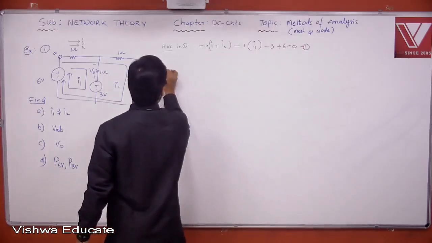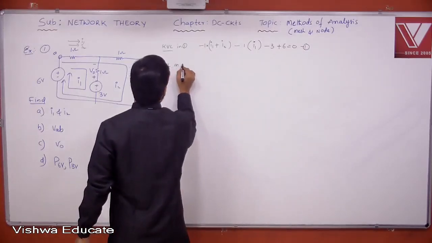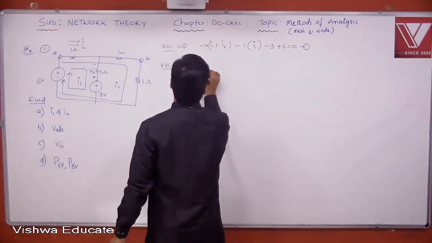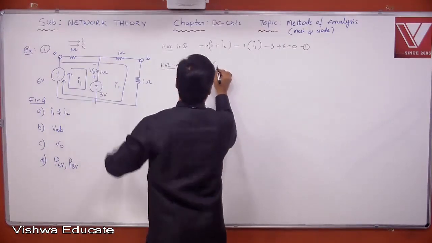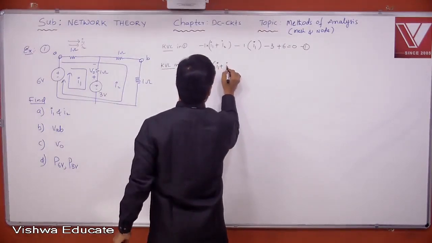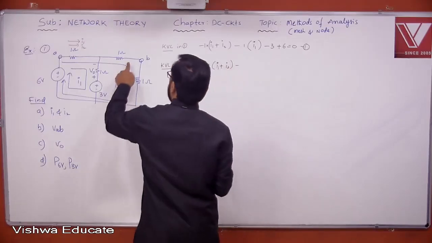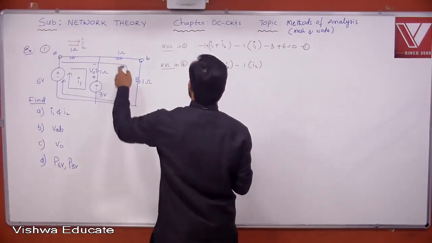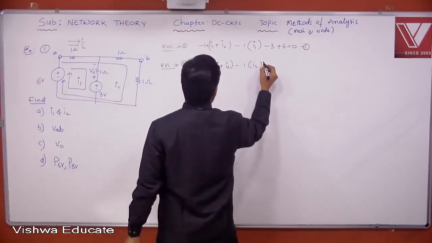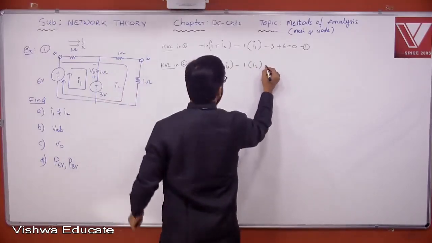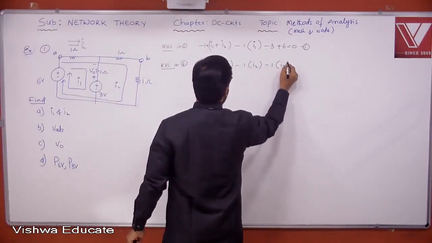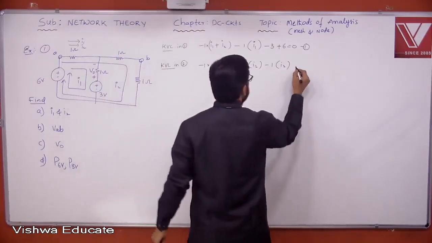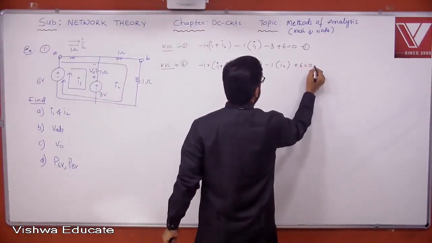Second equation: minus 1 times (I1 plus I2), minus 1 of I2, then again minus 1 of I2. Two are there, both are in series, right? Then plus 6 is equal to 0.